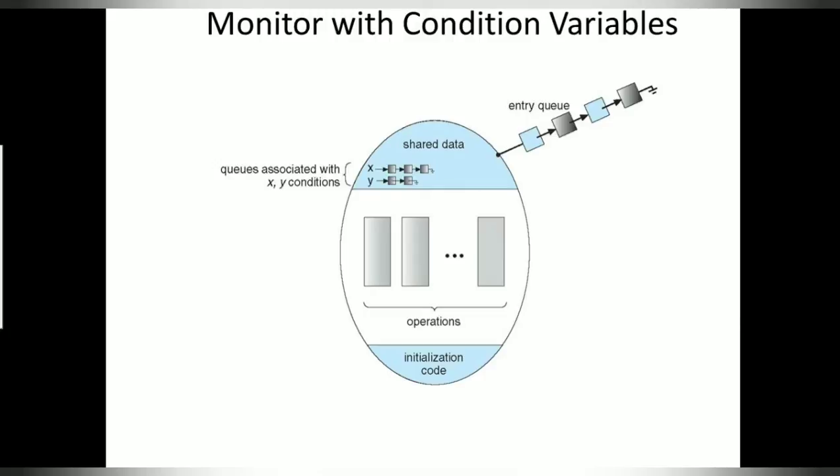As I told you earlier, we will be revisiting the dining philosopher problem with the monitor's solution. This is an illustration of using the condition variables x and y. You can see the queues associated with x and y.